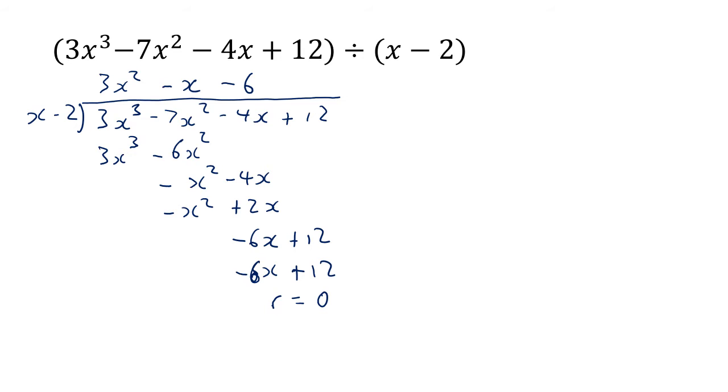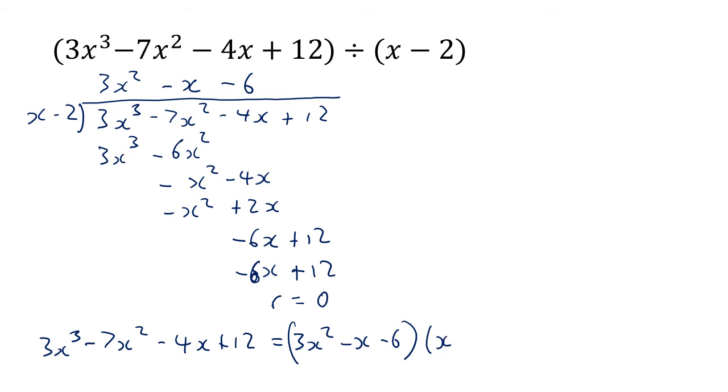So what we're actually saying is that you can say that the x minus 2 is a factor of this because you had no remainder. Just imagine if you divided 21 by 7, you would get 3. So you know that 7 is a factor of 21 because there's no remainder there. So we can just say that actually 3x cubed minus 7x squared minus 4x plus 12 does in fact equal 3x squared minus x minus 6 times by x minus 2.